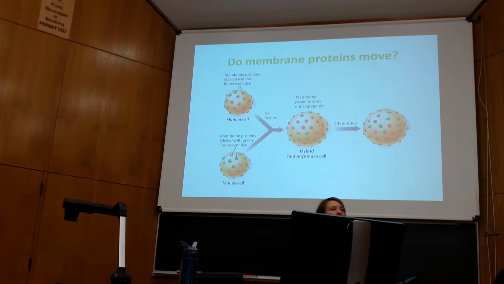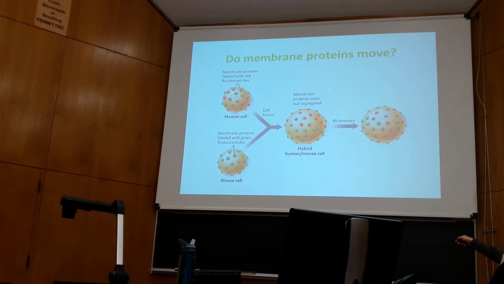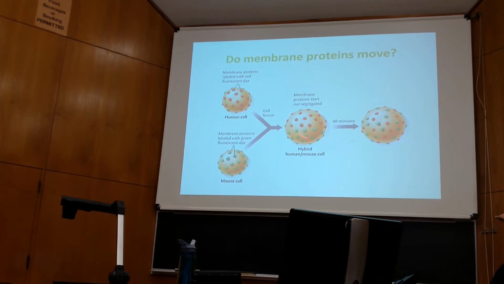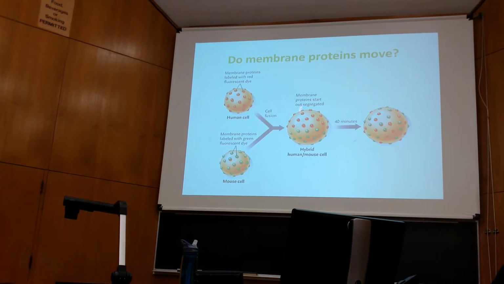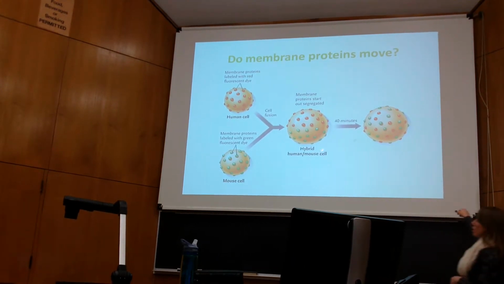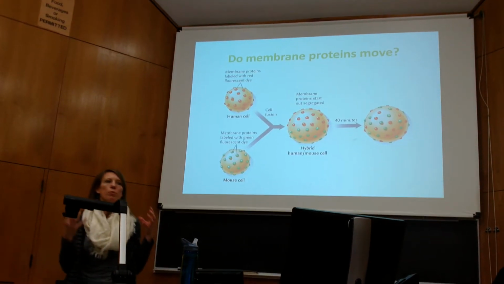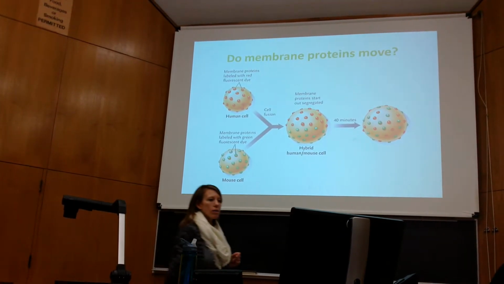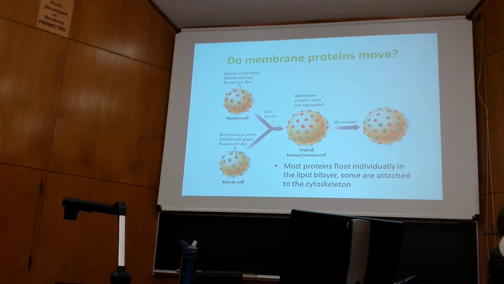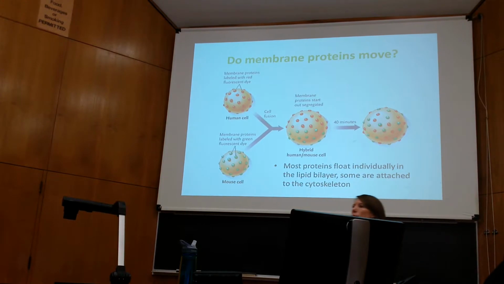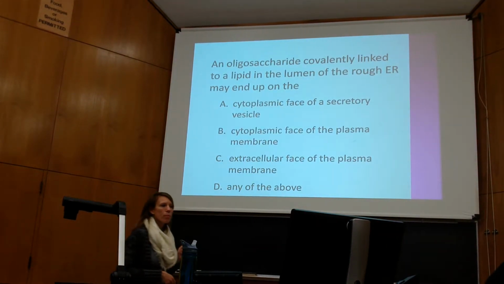But then what they did was they fused this mouse and human membrane together, and they watched what happened over 40 minutes. And sure enough, the mouse proteins moved to the other side, and some of the human proteins moved to the other side, and it kind of became a hodgepodge, right? So these proteins are moving. Some proteins are fixed. They might be bound to the cytoskeleton or extracellular matrix, but a lot of the proteins do move throughout the membrane.